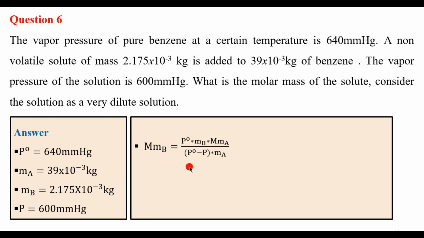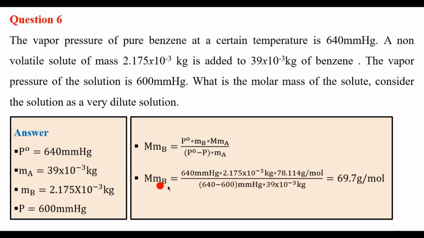We can replace all the values. The P naught, we have it. This is 640 millimeter mercury. We have the MB, which is the mass of the solid. We have it here. We have also the molar mass of the solvent. What is the solvent? It is benzene. That means we use the molar mass of benzene. Then we have also P naught minus P. P naught is the vapor pressure of the pure solvent. We have it here. P is the vapor pressure of the solution. We have it. And here we have the mass of the solvent. We have it. Let's replace the values.